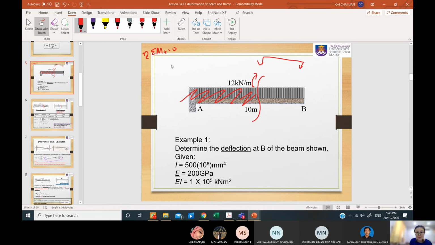Now I will name these moments into 2 types of moments, Shamini. One is the internal moment. I name it M internal. M internal will happen here only, which is also the Mx at the cut section.